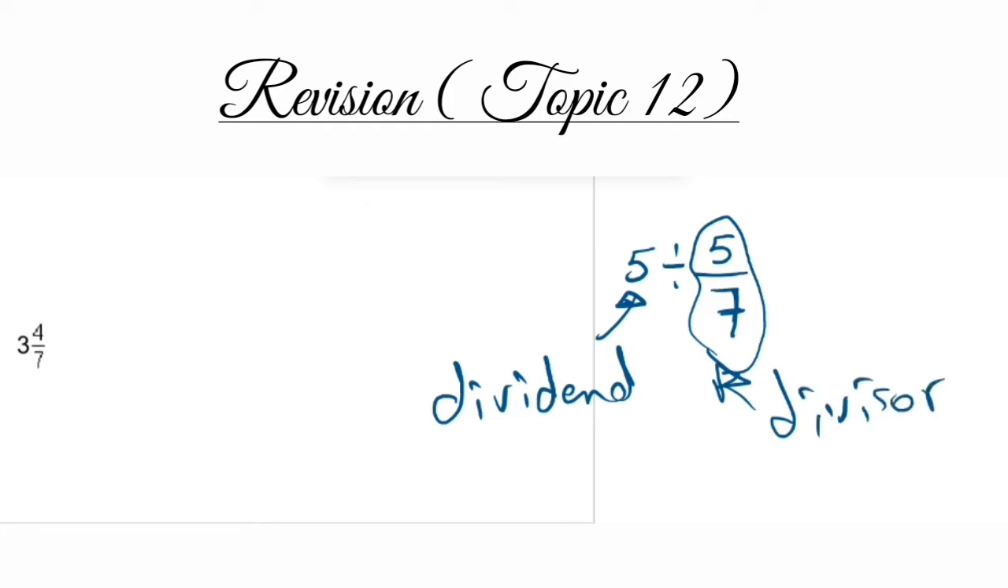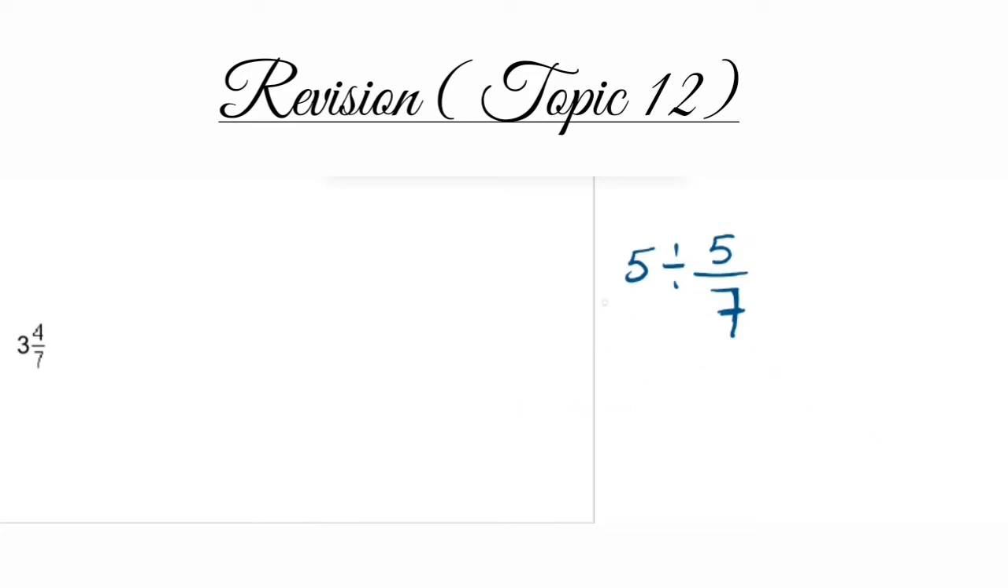Okay, write the dividend as it is and change division into multiplication, and find the reciprocal of the divisor. Flip the divisor: 7/5.